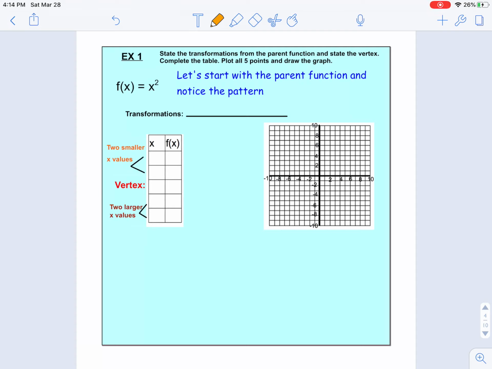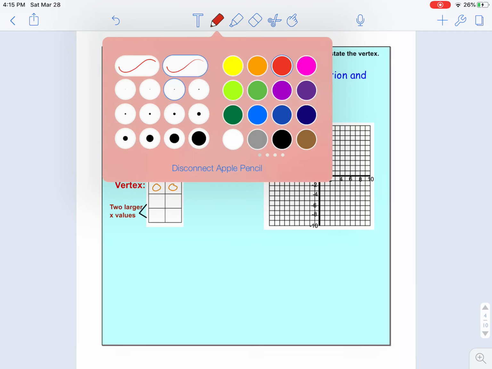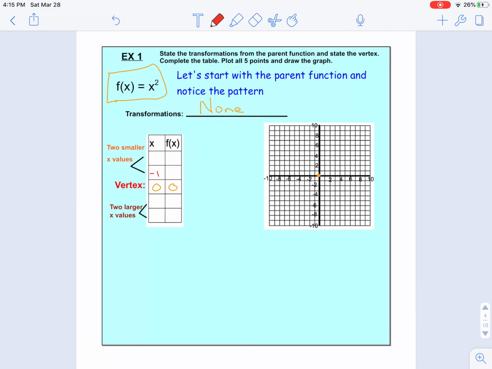So let's just start. And again, I know we did this one yesterday, but let's start with something boring. Okay, well, not boring, but just something where we know exactly what's going to happen. It is our parent function. We know our parent function has none as far as transformations because it's exactly what we're going to start with. And we know that the vertex is going to be at 0, 0. So that makes it easy for us. Here is our vertex at 0, 0. Oh, and if you remember what happened yesterday, I'm just going to pick 1 less, 2 less, 1 more, 2 more.